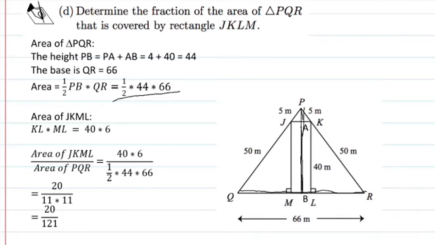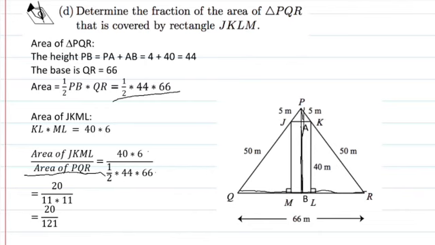So now, let's go ahead and calculate the ratio of the area of the rectangle to the area of the triangle. So the rectangle is 40 times 6, as we have here, and then the area of the triangle is 1/2 times 44 times 66, which is over here. And here's why I didn't go ahead and calculate the two areas into numbers, because here we have a lot of simplification that we can do.